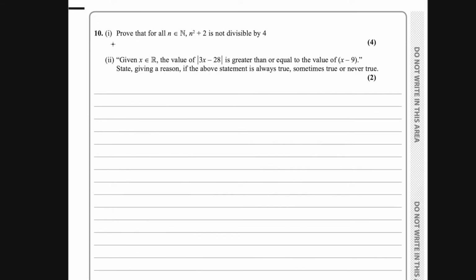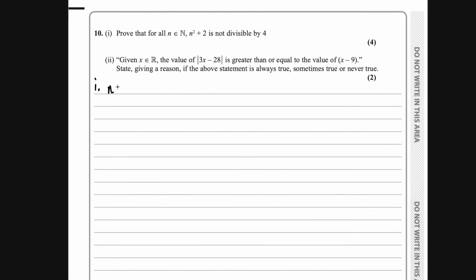For question number 10i, we are asked to prove that for all n natural numbers, so all positive integers, n squared plus 2 is not divisible by 4. So for any positive integer that we put into n here, n squared plus 2 will not be divisible by 4. Now, the key to answering this question correctly is to prove that it's the case for both odd and even numbers. So we're going to start by proving that it's true for even numbers.